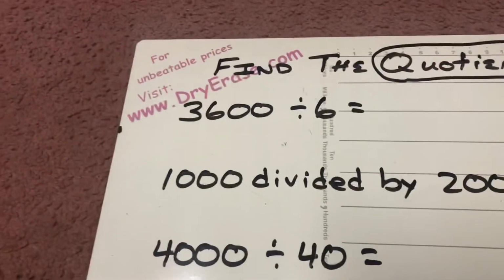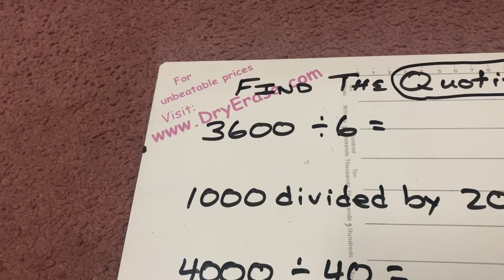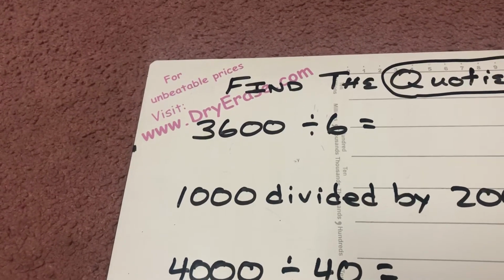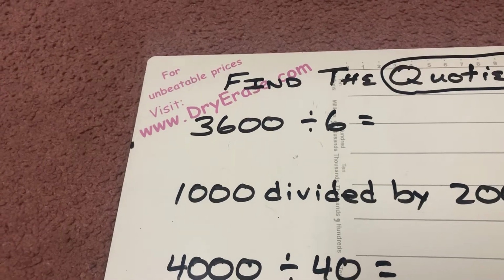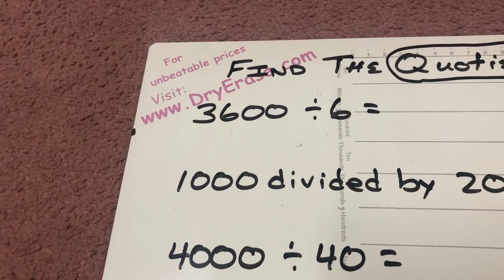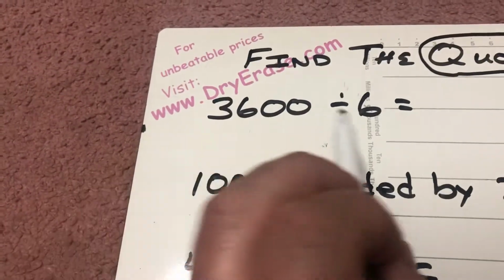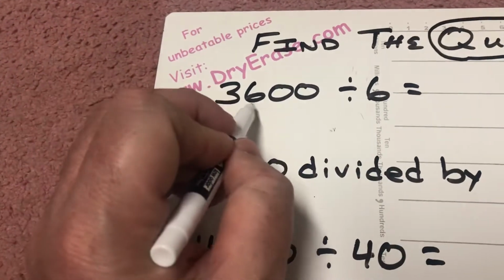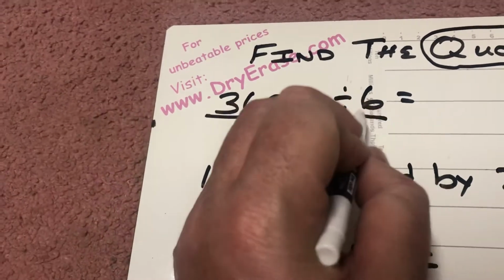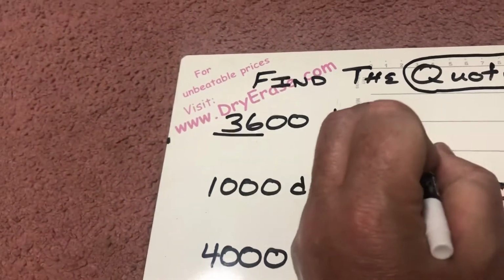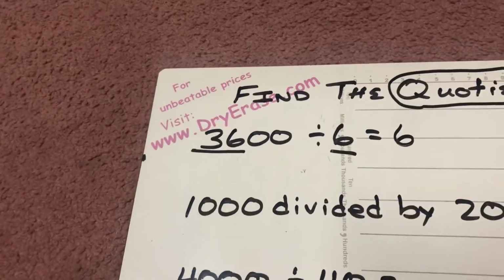Now, just like we had a zeros trick for multiplication back in chapter 4, or chapter 5, I guess that was, we have a zeros trick for division here in chapter 6. So essentially here, when I have 3,600 divided by 6, I'm going to think of this as 36 divided by 6. Well, I know that 36 divided by 6 is 6.